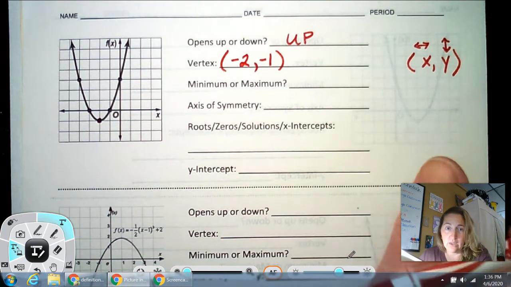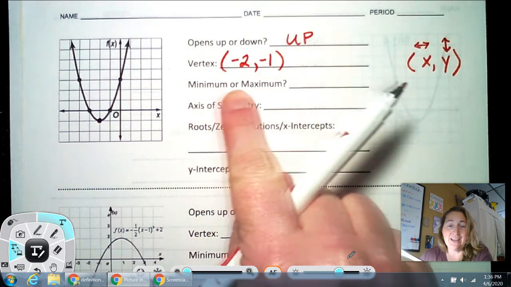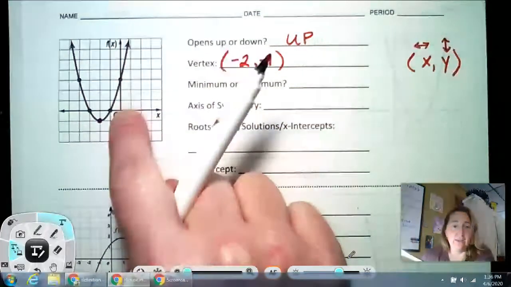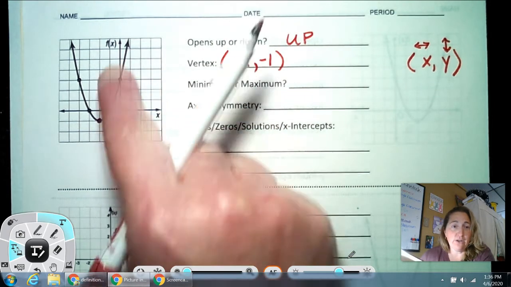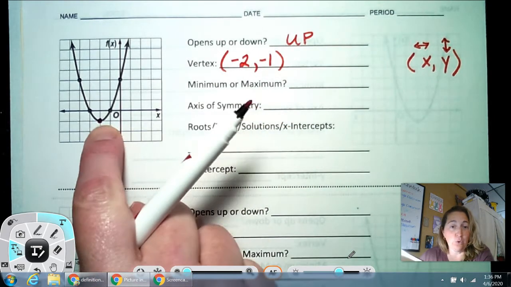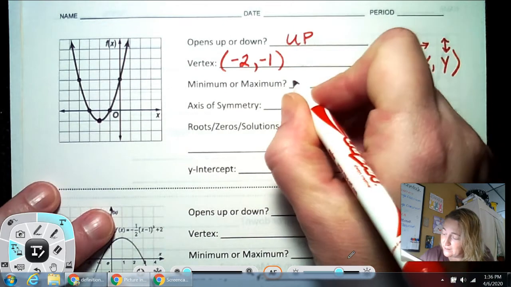Then I want you to be able to tell me, is that a minimum or a maximum? Well, I just have to ask myself, is it the lowest point or a highest point? And this is obviously the lowest point of the parabola, so it is a minimum.